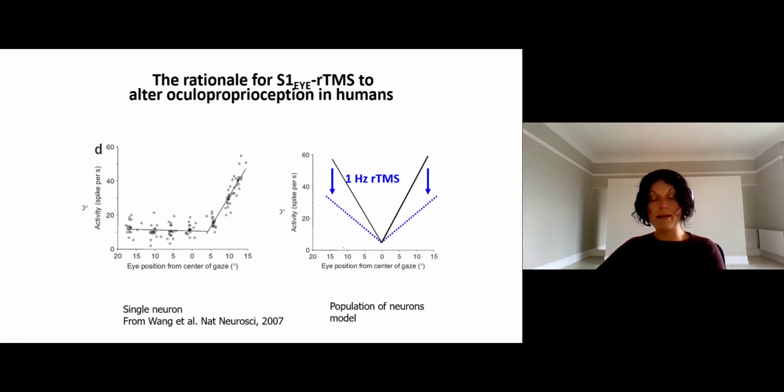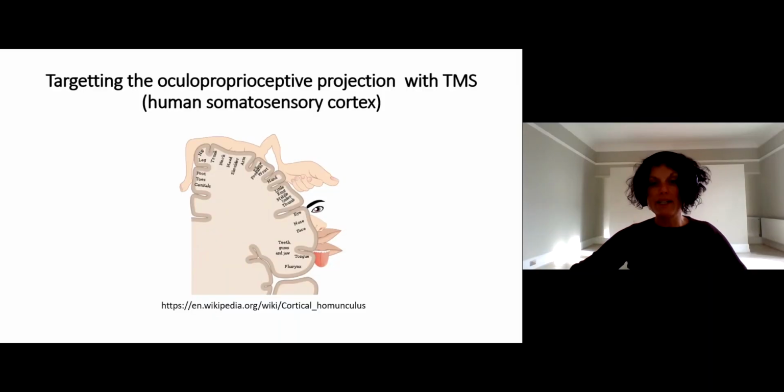So this is why I thought that repetitive transcranial magnetic stimulation in inhibitory mode brings down the neural activity in the oculoproprioceptive area, causing a perceived underestimation of eye rotation. At the somatosensory cortex that receives a projection from the extraocular muscles, we used the fact that in the somatosensory homunculus, the eye is located just below the projection of the hand muscles.